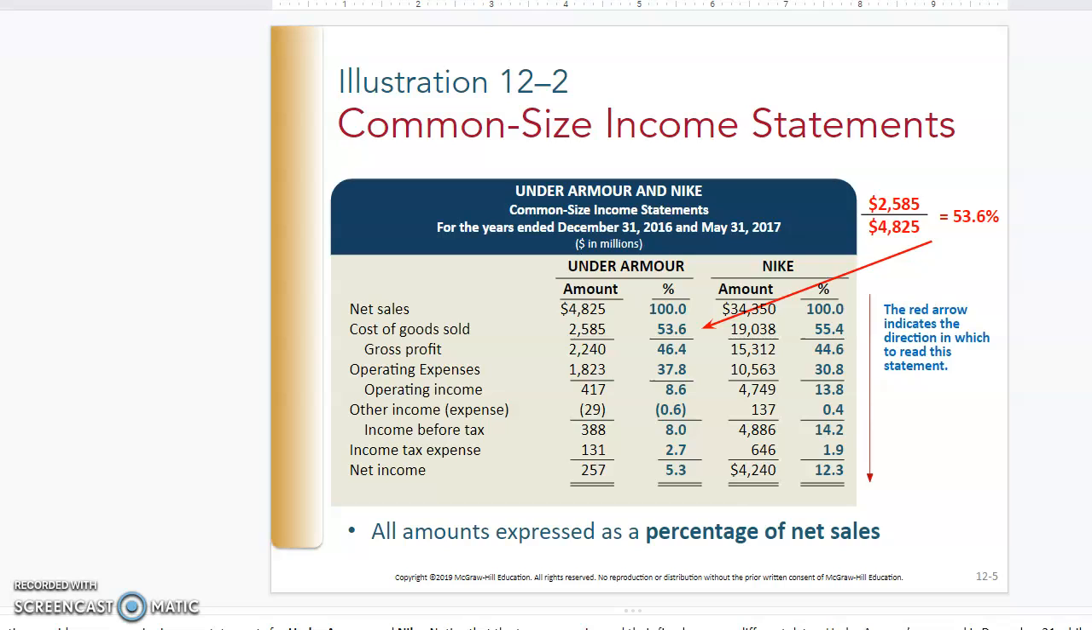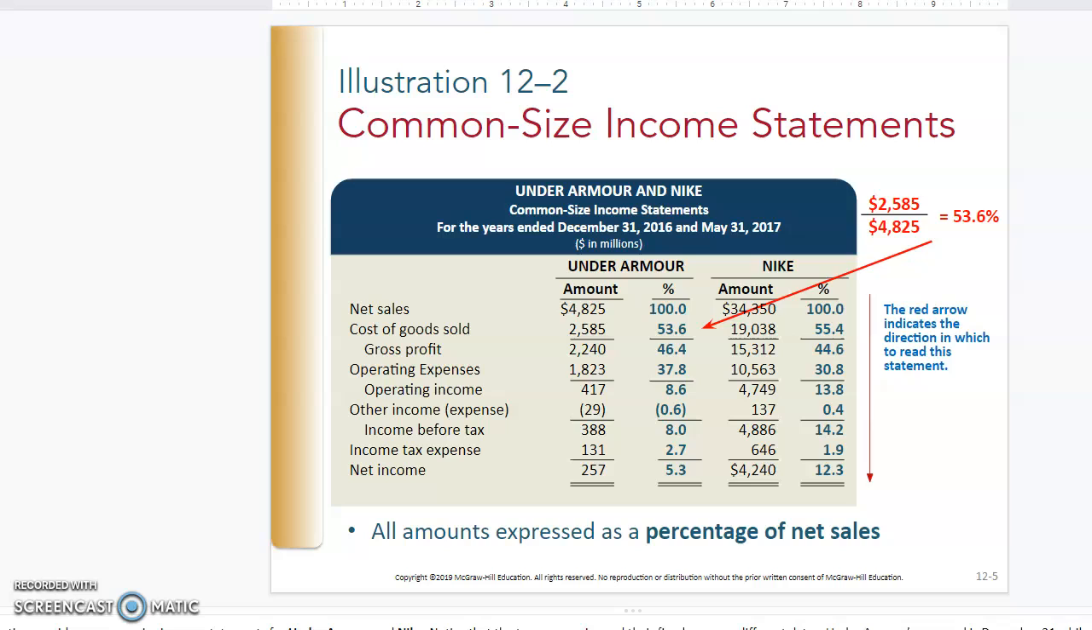Hello. Today we're going to talk about common size income statements. Common size income statements means that you calculate the percentage of the total that each line item is. With an income statement, net sales is 100%. So everything else is a percentage of that.